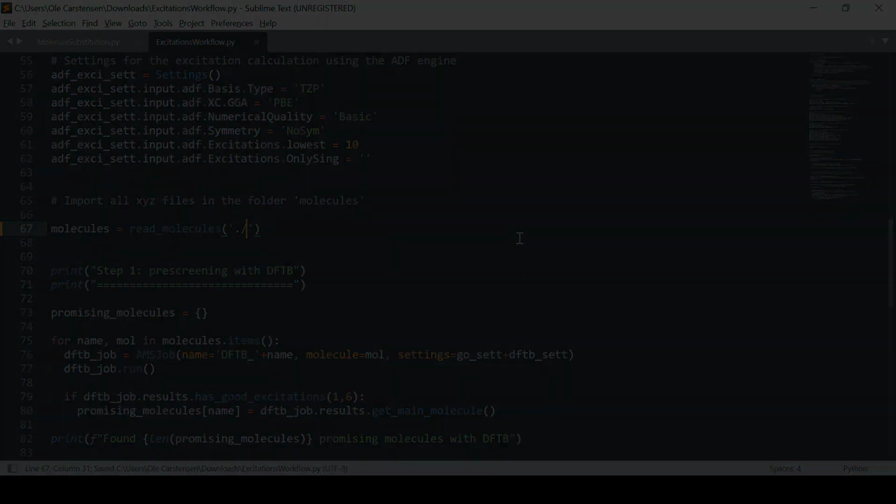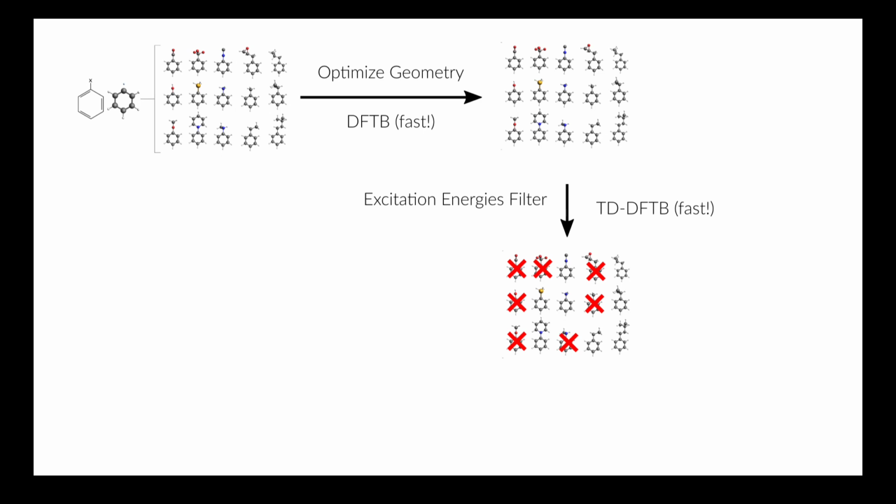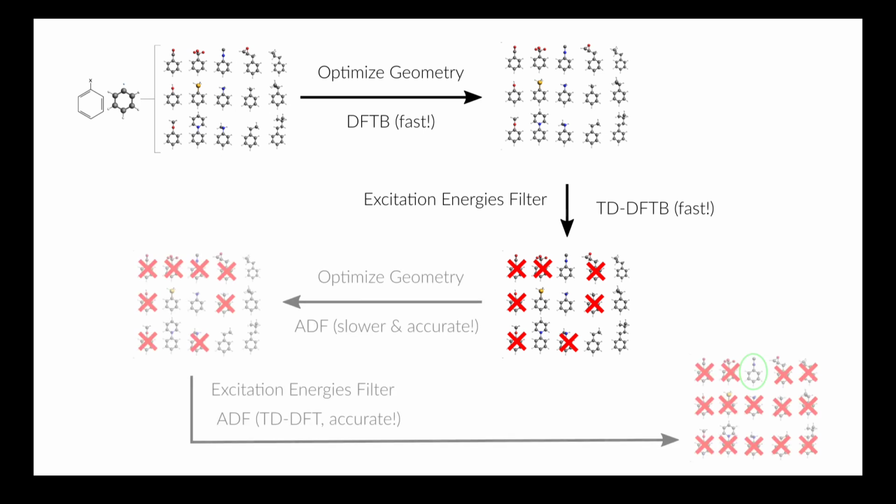It will apply a pre-screening with DFTB before calculating TD-DFT excitation energies of promising candidates with ADF. The filters are set to non-zero oscillator strength and a vertical excitation energy in the range of 2 to 4 eV.